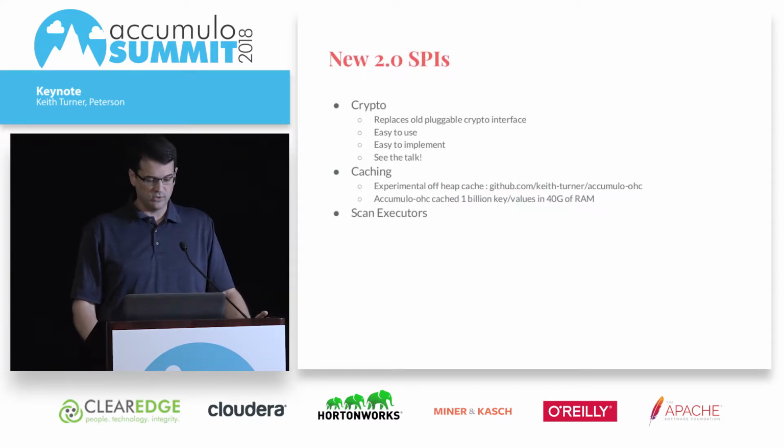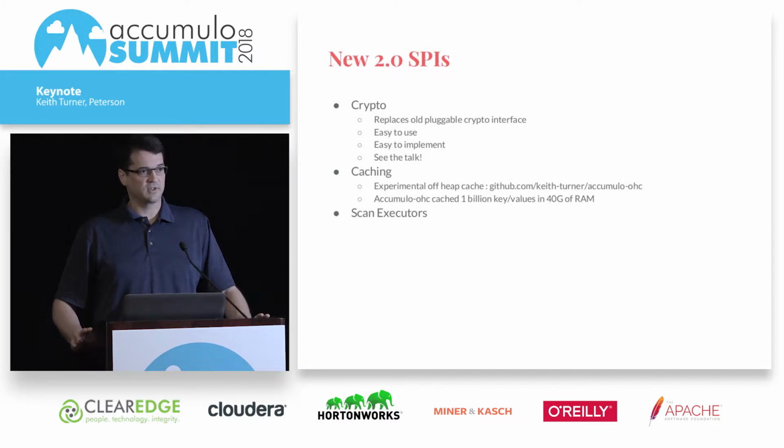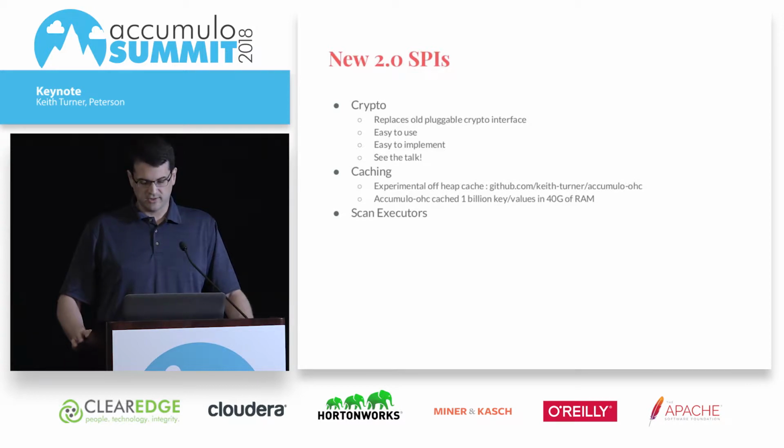And in 2.0 we have 3 new plugins that we've added. We've added a new crypto plugin, which there will be a talk about today, and a new caching plugin, which I don't think anyone's going to talk about. And for this new caching plugin, there's a little prototype cache that uses an off-heap cache from Cassandra that allows you to avoid the Java garbage collector for really large caches. And I did an experiment with that, and I was able to put like 1 billion key value pairs in a 40 gig cache and then just do lots of random lookups against it. It was pretty neat.